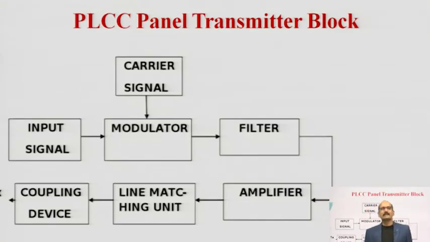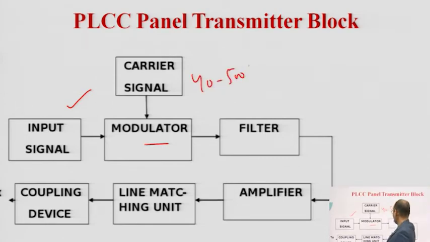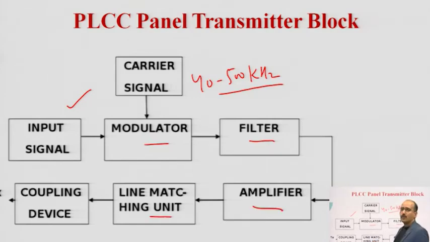Then this is the PLCC panel transmitter block. Actually at the PLCC transmission side, first there is an input signal. That input signal may be a voice signal or a low data rate control signal or RTU signal, and that is applied through a modulator, where a carrier signal of 40 to 500 kilohertz carrier frequency is provided. After that, filtering is done, then amplification and the line matching unit to match the impedance, and then the coupling device connects this PLCC block with the high tension line.